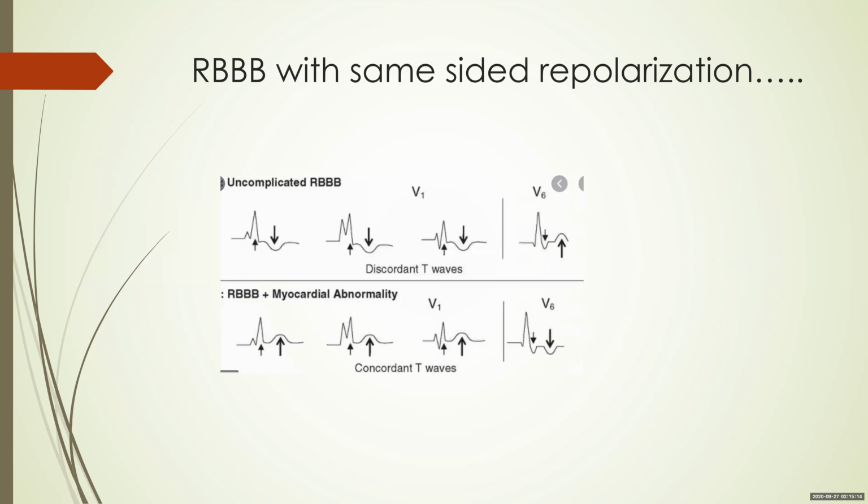So what about RBBB with same sided repolarization? Here you can see a prominent RSR dash with a T inversion. This is called discordant because this is opposite to the major polarity of the R prime. If it occurs in the same direction, so you have an RSR dash with an upright T wave, that is, it carries the same polarity as the R dash or R prime, then it indicates that there is an underlying myocardial abnormality. It could be anything. It is no longer a simple uncomplicated right bundle branch block.